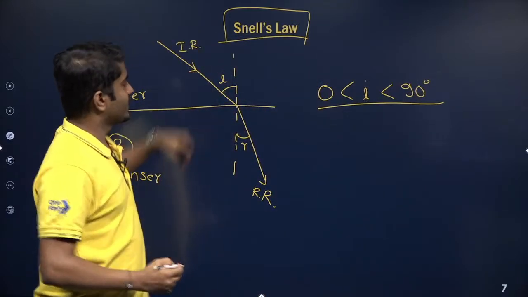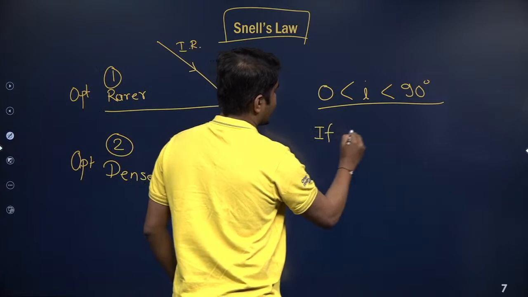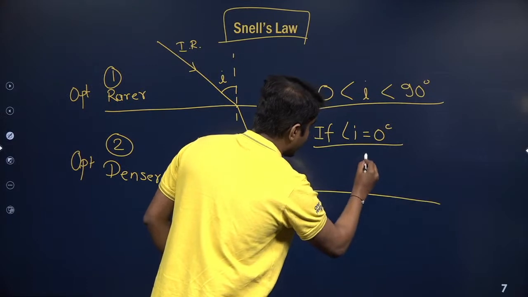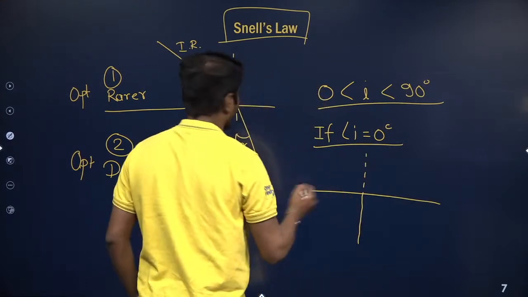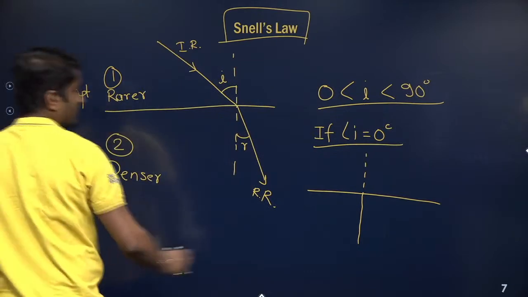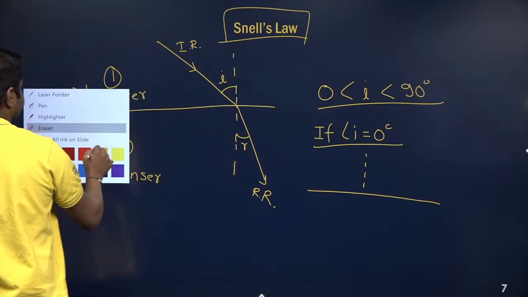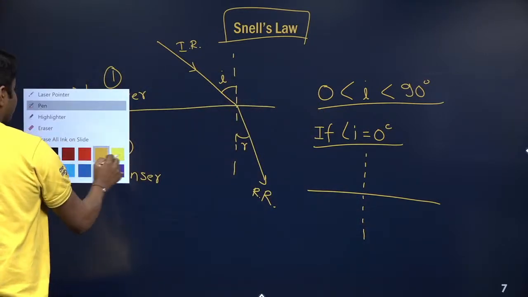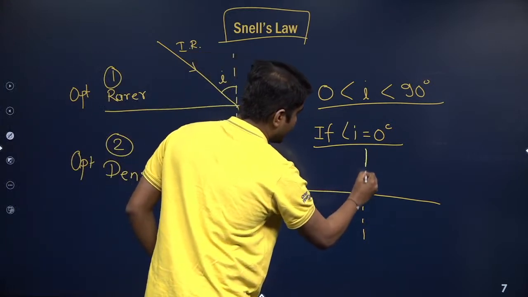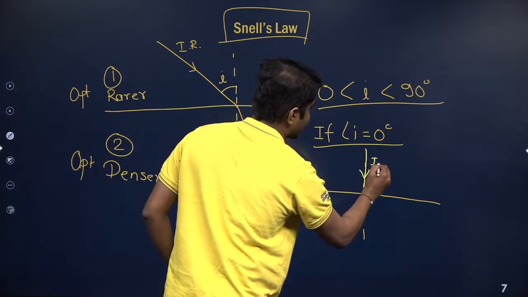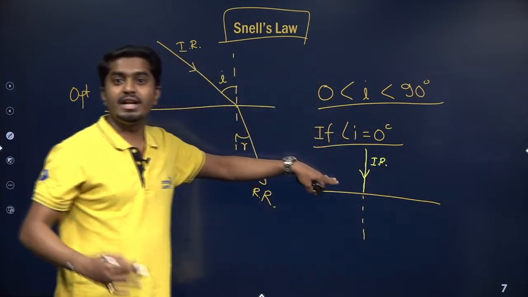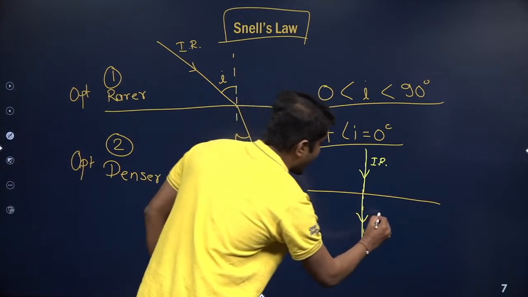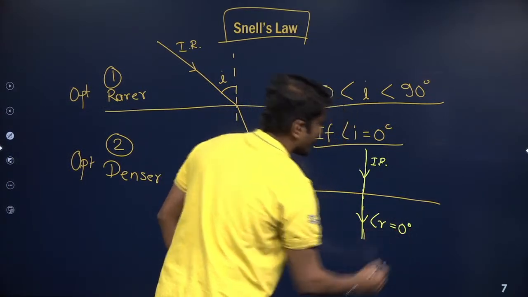Okay, I'll tell you, if the angle of incidence i is 0 degrees, then what will happen? The incident ray would be along the normal. So this incident ray will not bend. There is no bending; it will pass as it is. So the angle of refraction will also be 0 degrees.